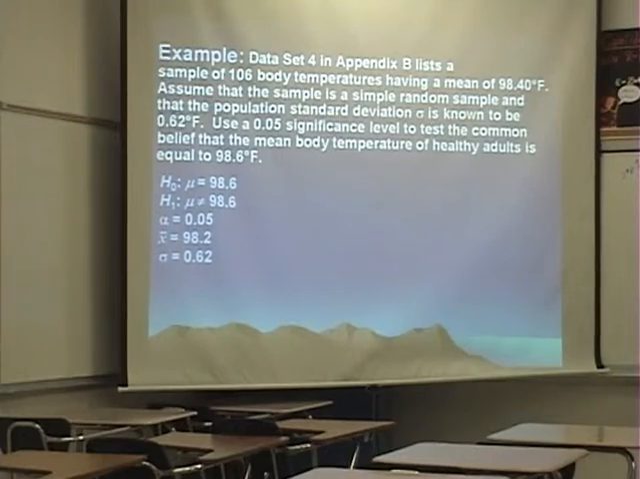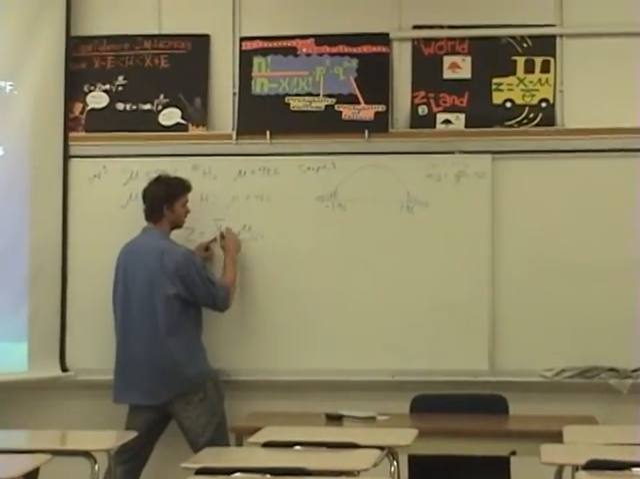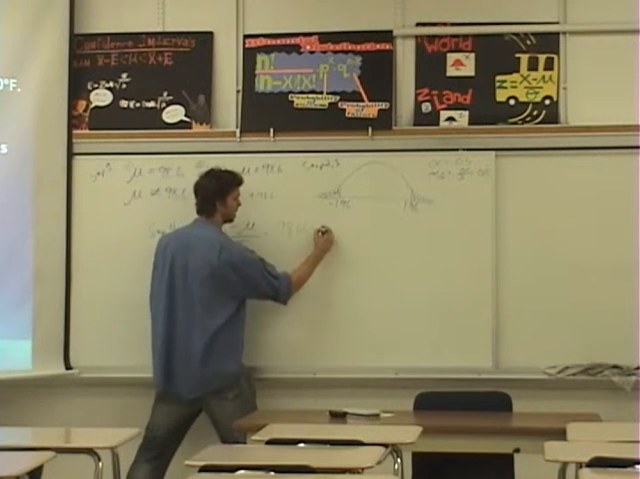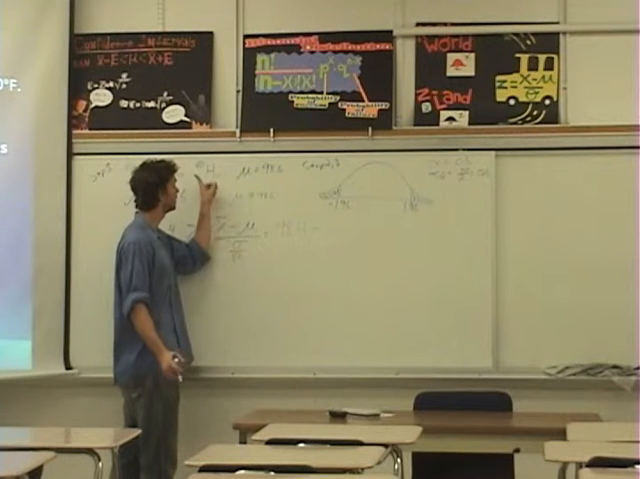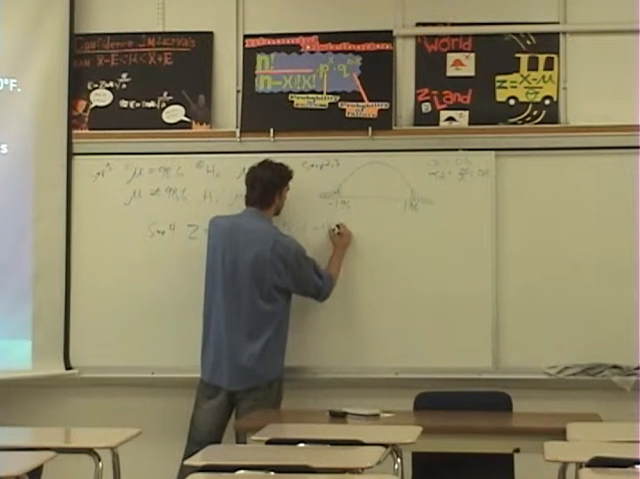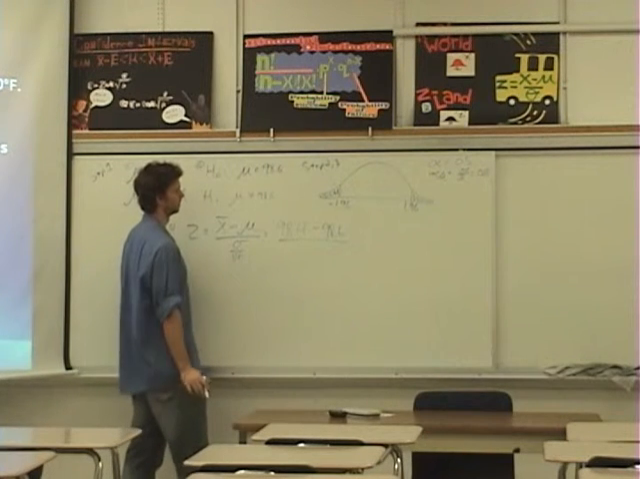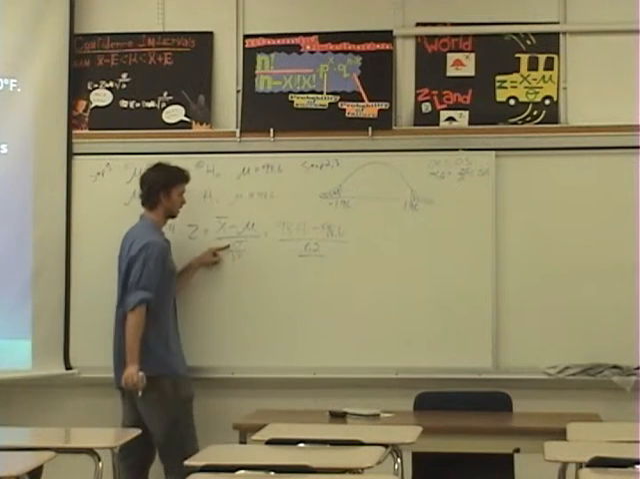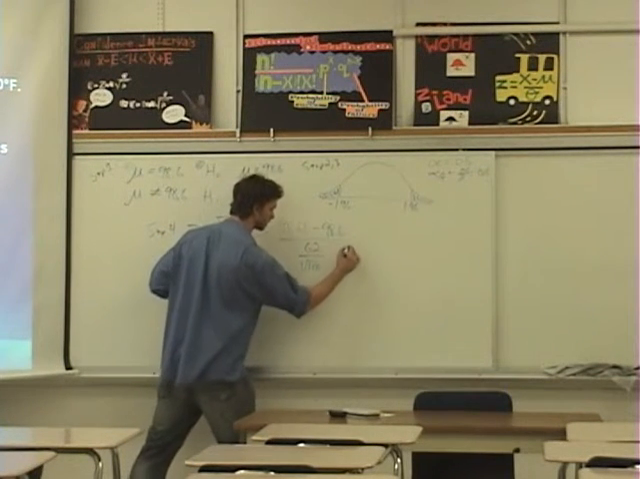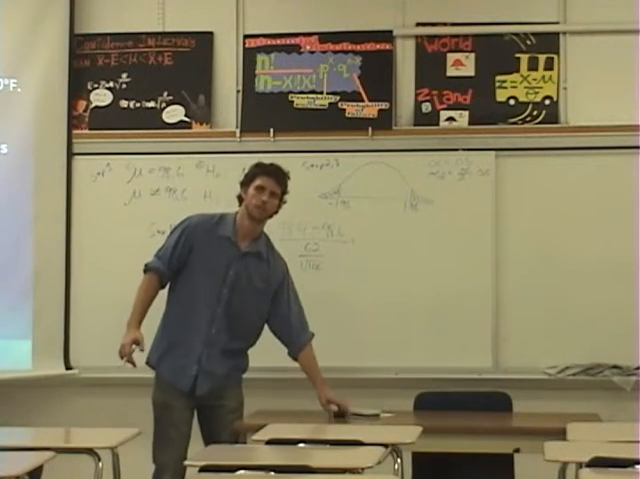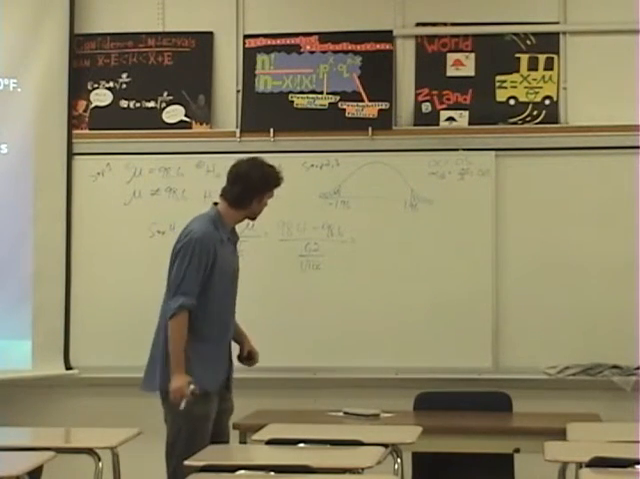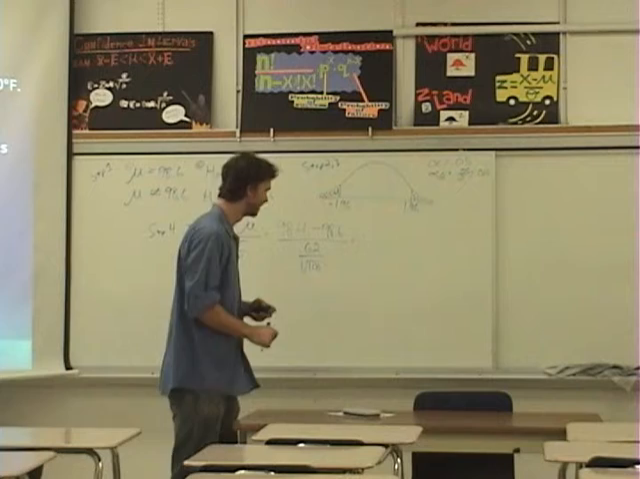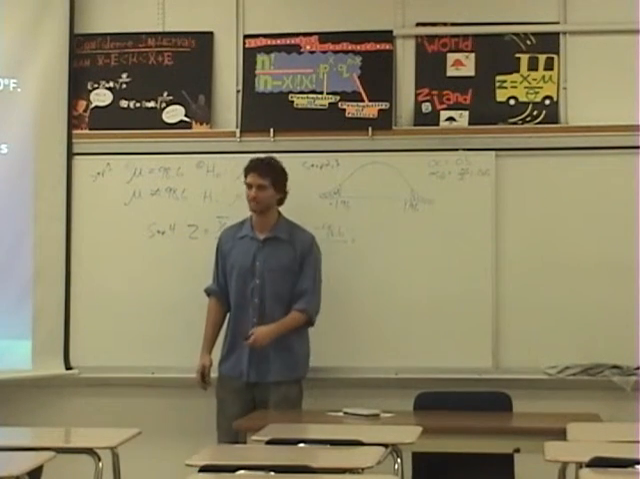So if we come back over here, we know that x bar was 98.4 minus mu, which we assume to be 98.6 from our null, divided by the sigma, which is 0.62, divided by the square root of n, which is 106. I'll give you some time to do that in your calculator, or you can hit pause.